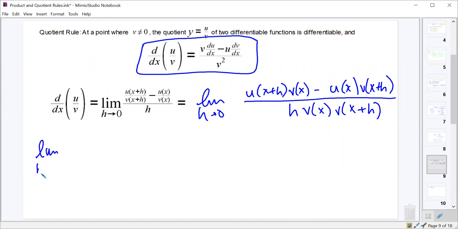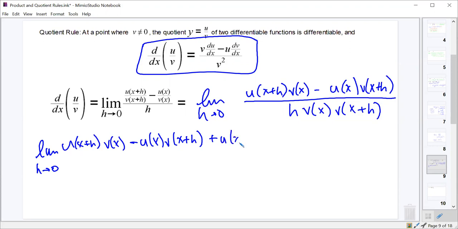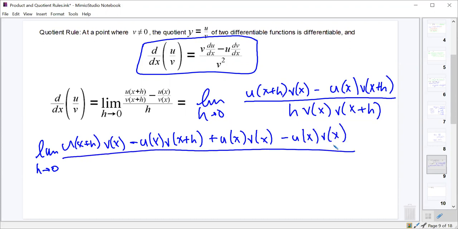So we have the limit as h approaches 0 of u of x plus h, v of x, minus u of x, v of x plus h, plus u of x, v of x, minus u of x, v of x, all over h, v of x plus h. Everybody good with that or no?